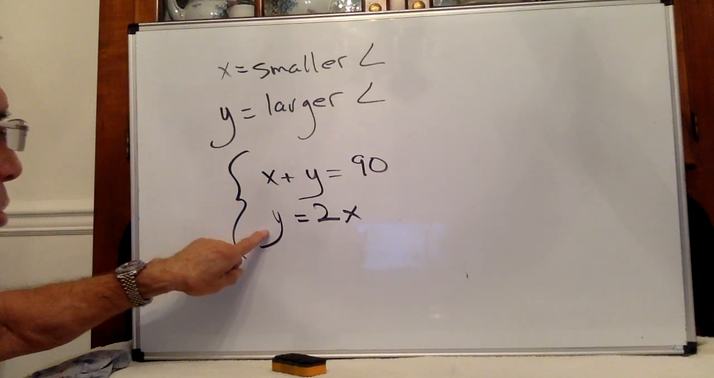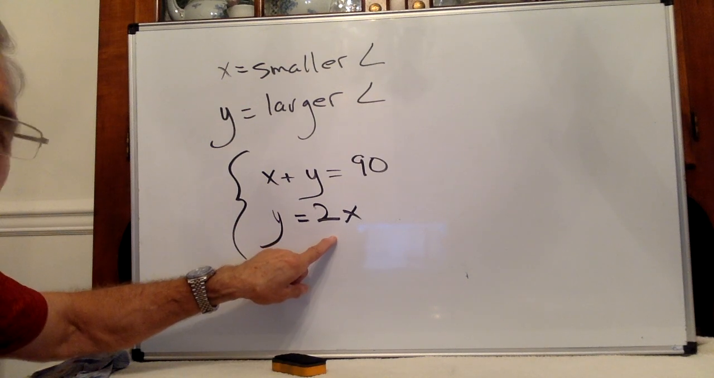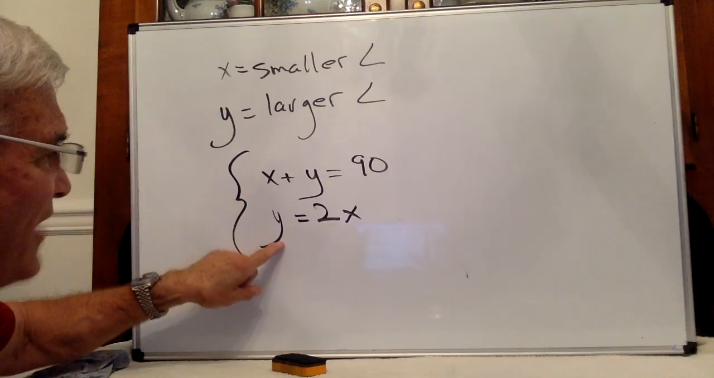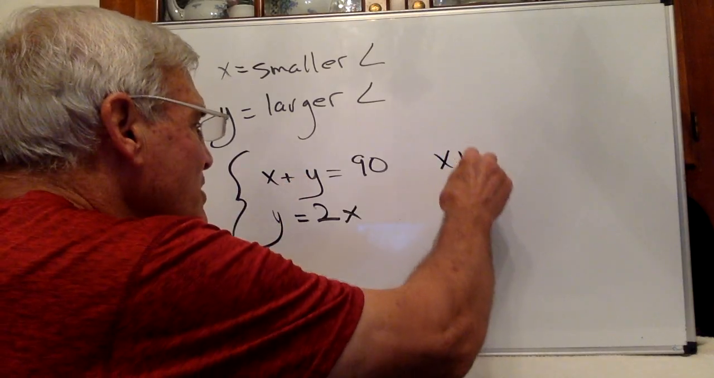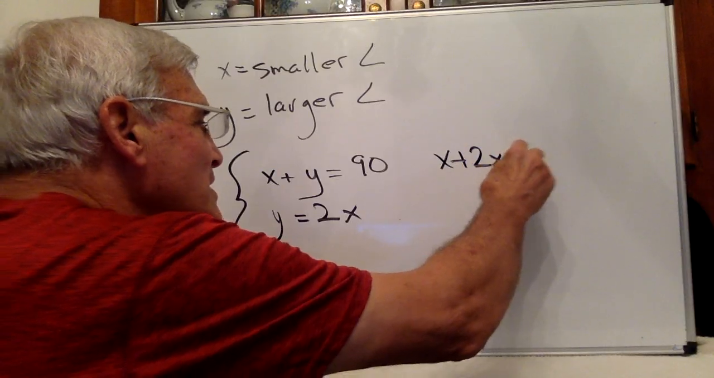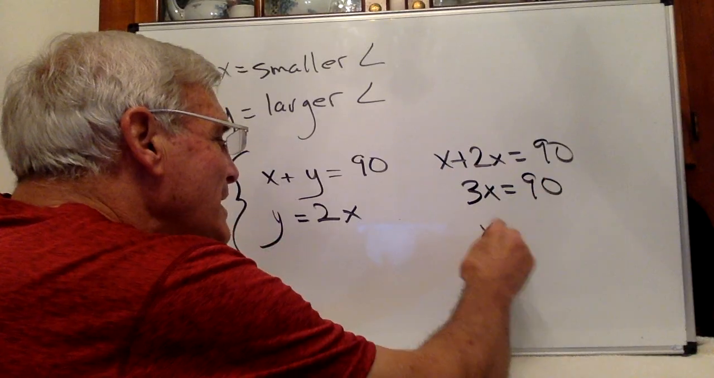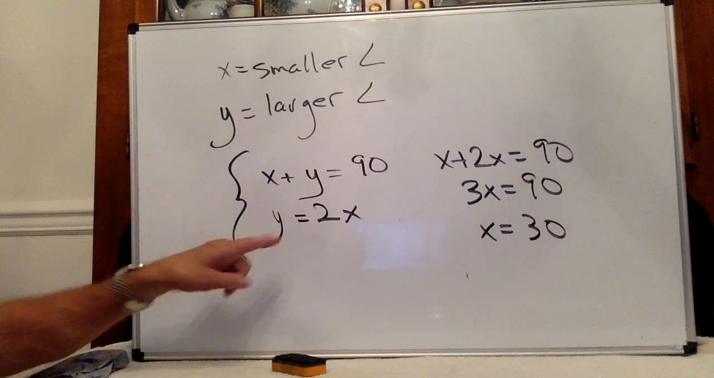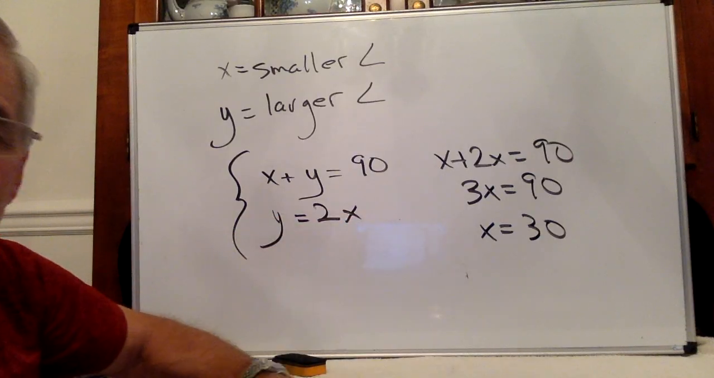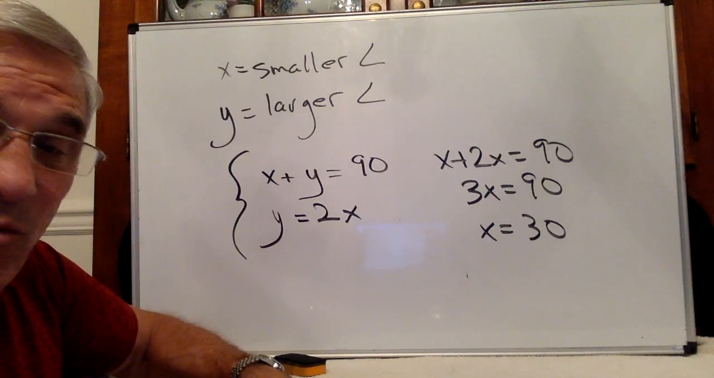Well, here I've already got one letter in terms of the other. Y is equal to 2x. I'm going to use the substitution method. I'm going to take this value for y and plug it in the first equation. So you get x plus 2x equals 90. So 3x equals 90. X equals 30. If x is 30, the other angle is twice x, or 60. You still get the same answers. You're just doing it a different way.